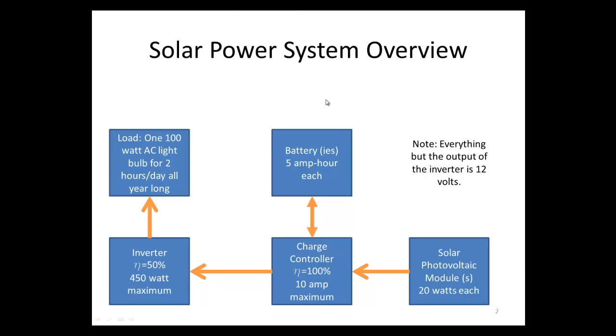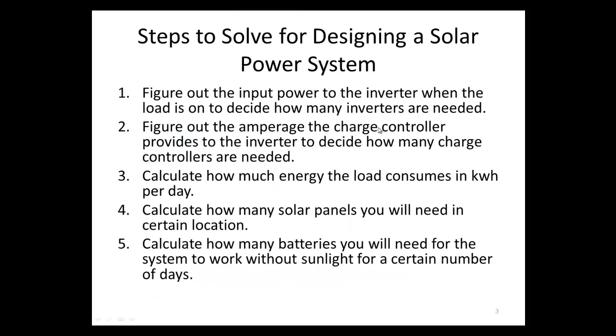So how do we choose how many of these components we need? We want to start with all the steps to solve for designing a solar power system. We start with how many inverters we need. That's step 1. Then we figure out how many charge controllers are needed for step 2. We calculate how much the load uses per day. So we can calculate in step 4 and 5 how many solar panels and batteries we'll need. Okay, so we're going to go through this step by step.